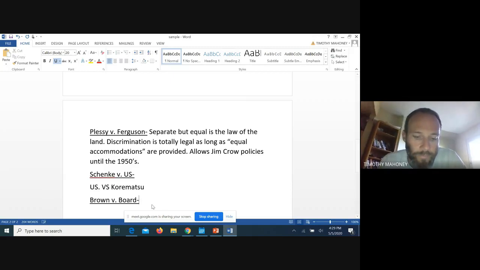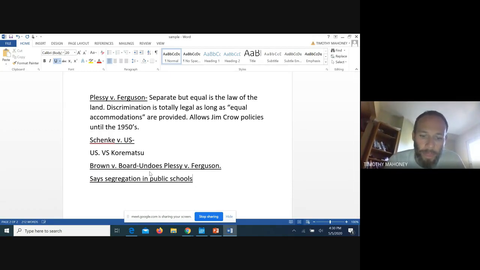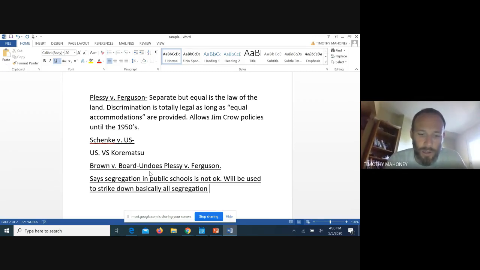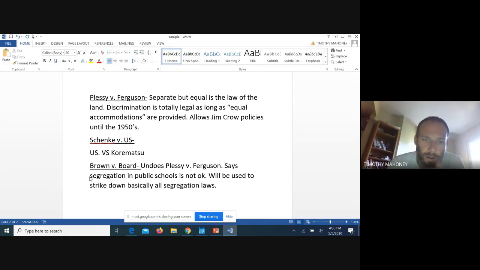Brown v. Board undoes Plessy v. Ferguson. It says segregation in public schools is not okay, and it will be used to strike down basically all segregation laws. Cool. All right, two more, and they both have to do with war.